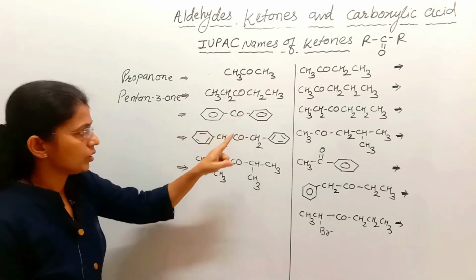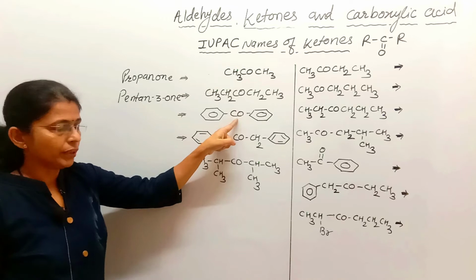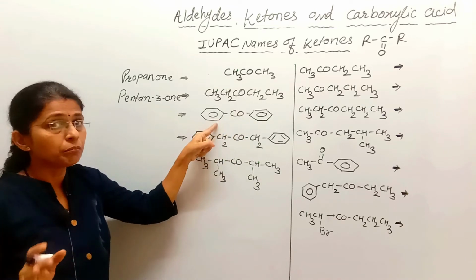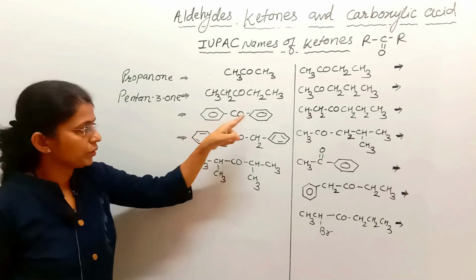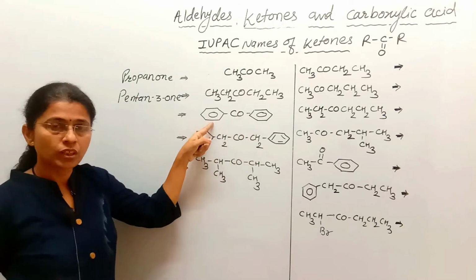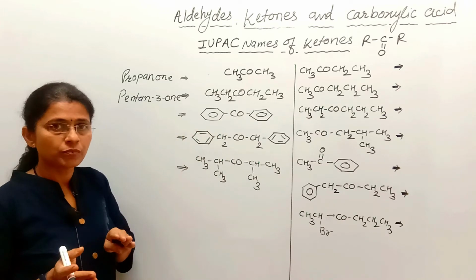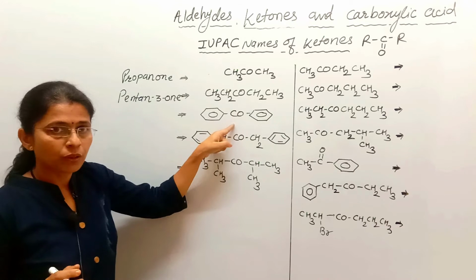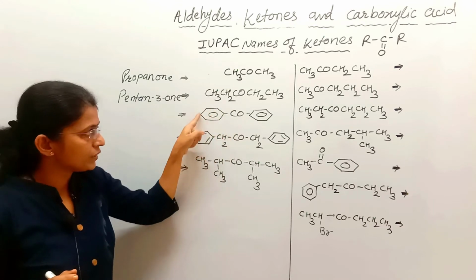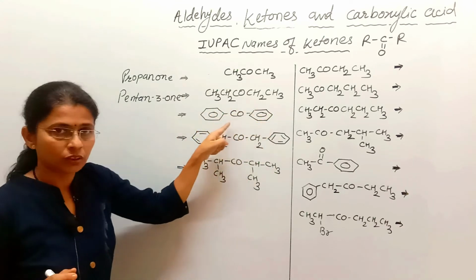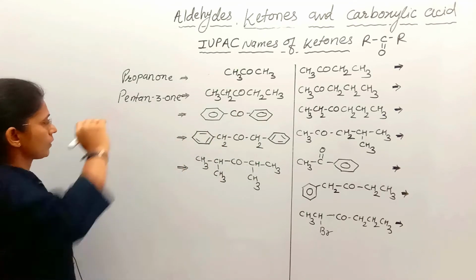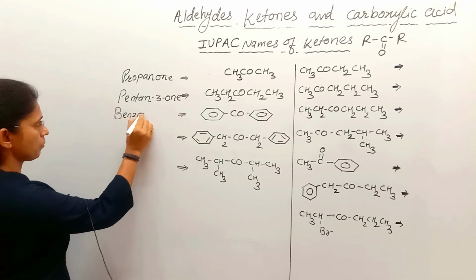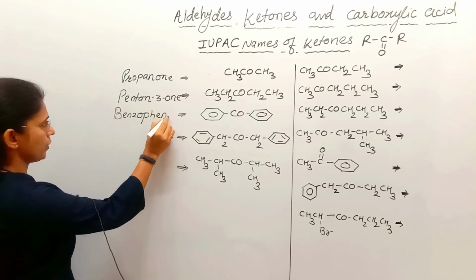Look here. CO is in the middle and on both sides there is a benzene ring. So we can't number the carbon atoms here because this is also a ring, this is also a ring. Here you may write C6H5, C6H5. Okay. So the name of this compound is given as benzophenone. Okay. See, the name is benzophenone.